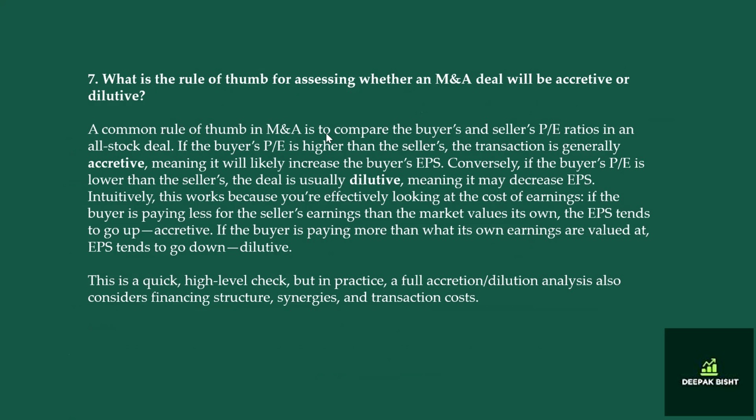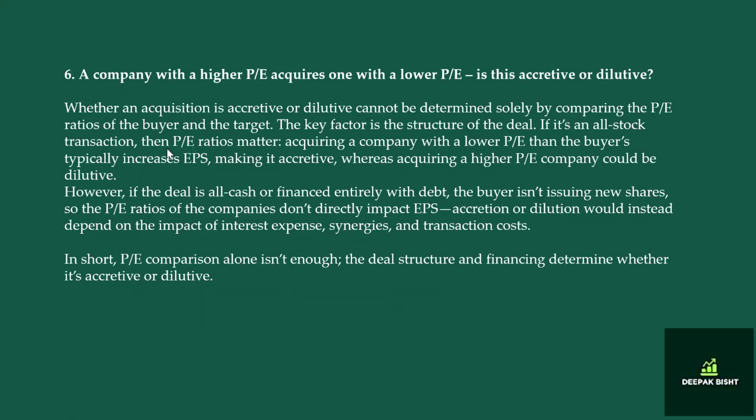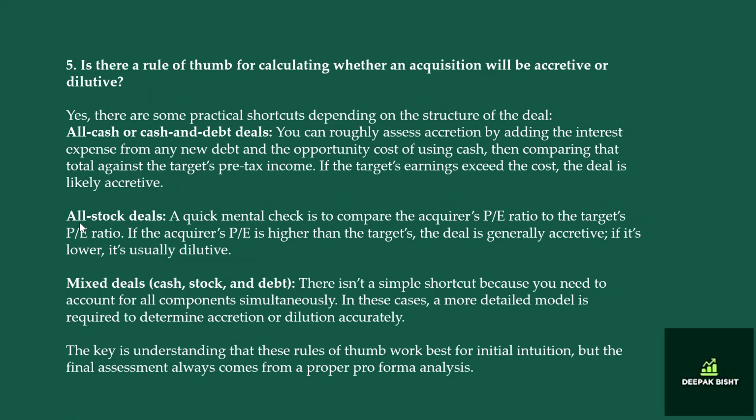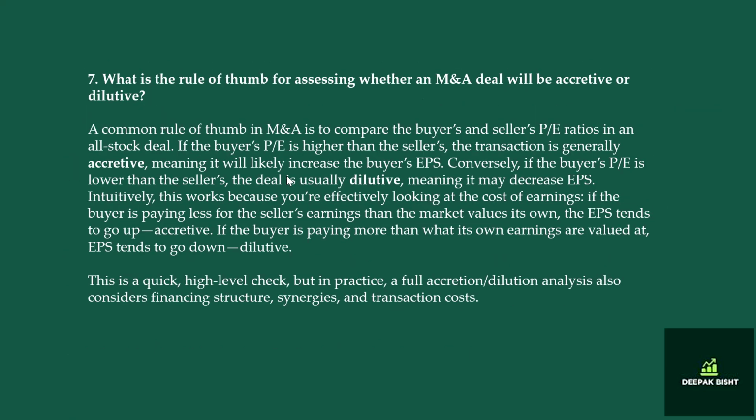And the common rule of thumb is to compare the buyer's and seller's price to earnings ratio in an all stock deal. If the buyer's price to earnings is higher than the seller's, the transaction is generally accretive. As we have discussed in question number five, if it's an all stock deal, that is the rule. If it's an all cash deal, we need to figure out whether the target's earnings are exceeding the costs or the costs are exceeding the target's earnings. And if it's a mixed deal, then we actually have to make a detailed forecasted model for that.